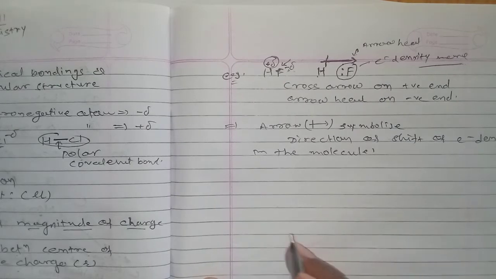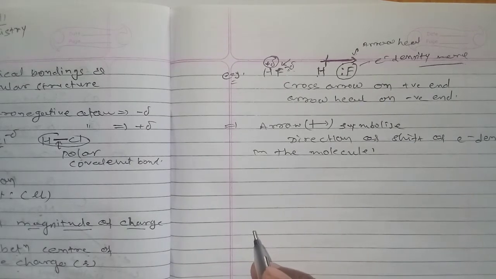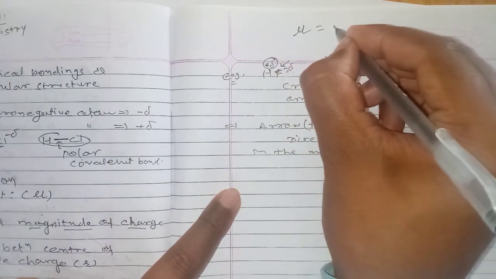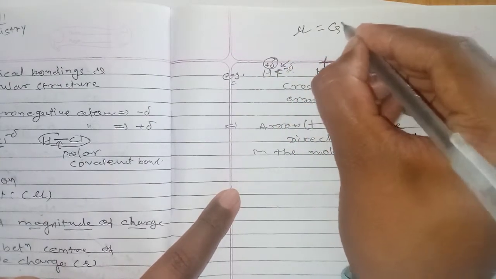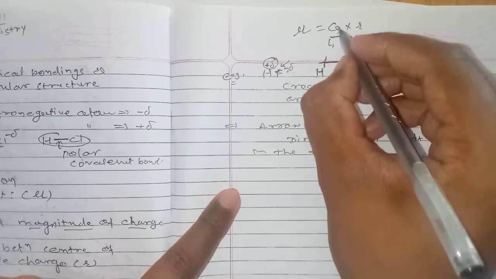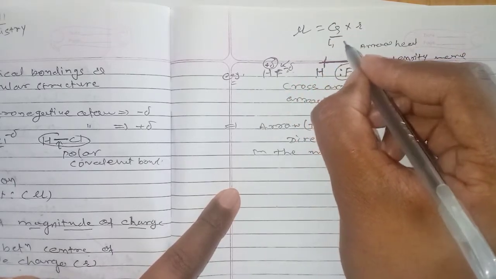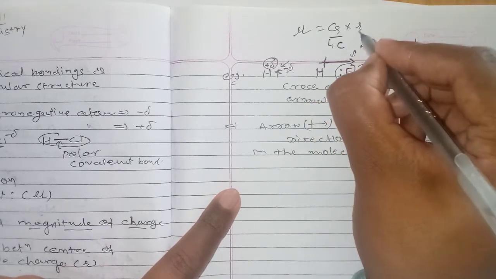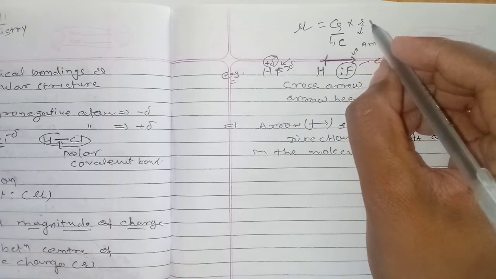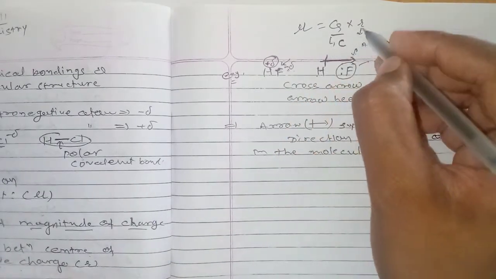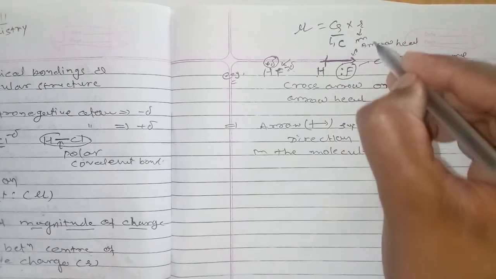So this is the concept of dipole moment. Dipole moment mu is equal to Q times r, where capital Q is the charge on the atom, which is in coulomb, and r is the distance between the positive and negative charge, which is in meter.